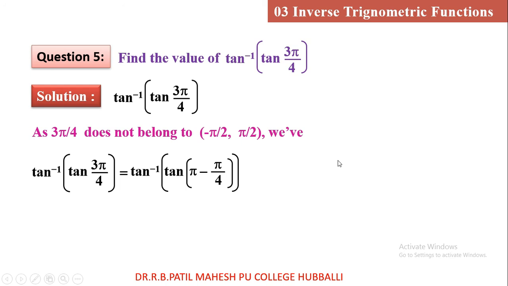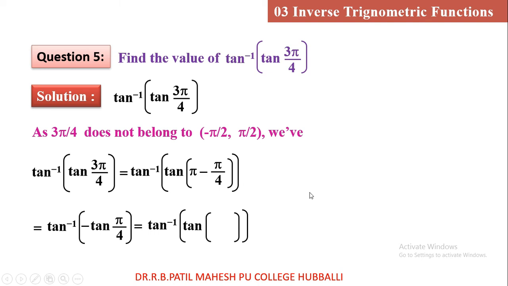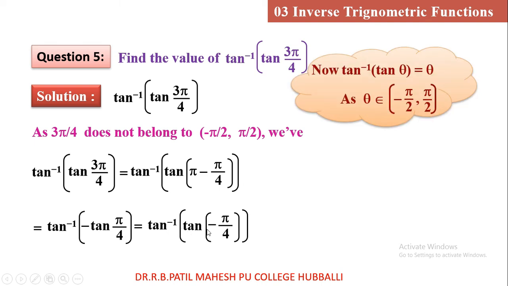Now tan of pi minus pi by 4, I am finding the value. That will be 180 minus theta, second quadrant, tan is negative. So tan inverse of minus tan pi by 4. Now tan inverse of minus tan pi by 4 can be written as tan inverse of tan of minus pi by 4. Try to understand: minus tan theta is tan of minus theta. So tan inverse of tan of minus pi by 4. Remove tan inverse and tan. Write the answer minus pi by 4, because minus pi by 4 lies in the range of tan inverse. Hence the value of this expression is minus pi by 4.